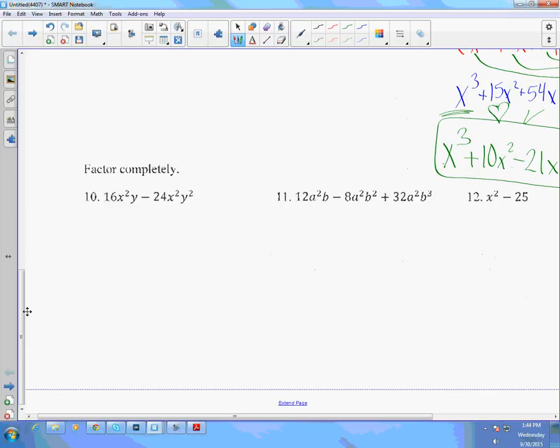Sometimes it says factor by a GCF. Sometimes it says pull the greatest common factor out. The instructions don't say that. What do they say? Factor completely. We need to pull everything out as much as possible. So the first step, no matter what type of factoring problem, is always to find the GCF.